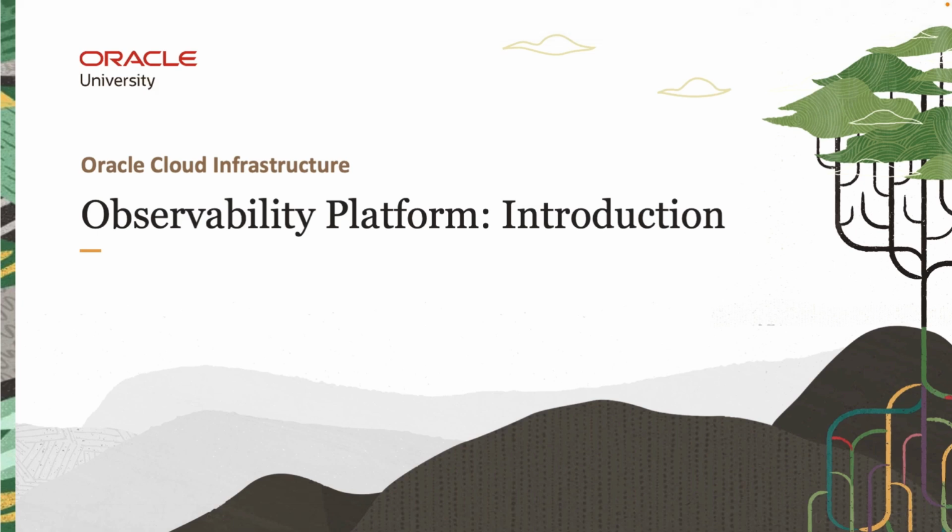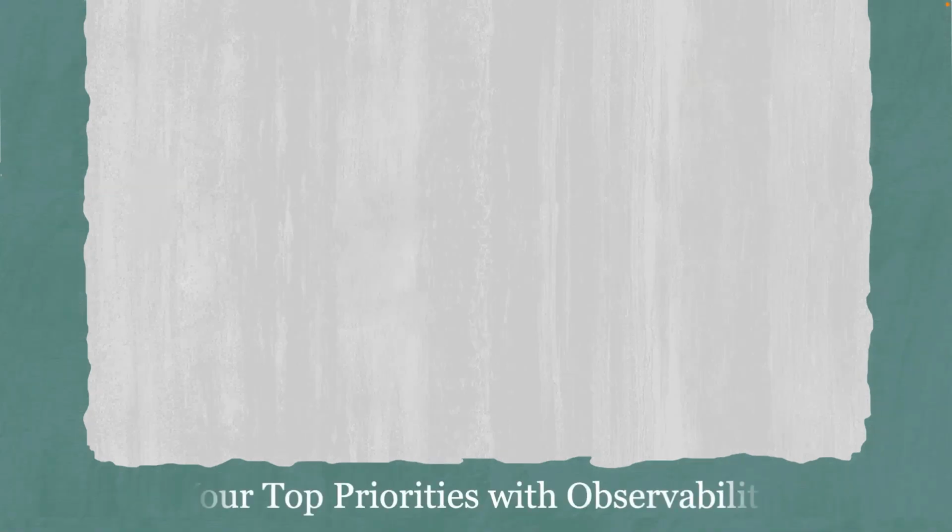In this lesson, we are going to look at the key services and capabilities of the observability platform and how it addresses the priorities of DevOps. We will start with looking into the top priorities that could be addressed with observability.